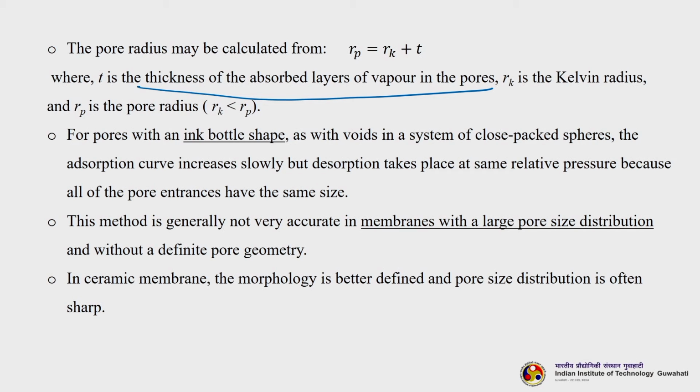So, for pores with an ink bottle shape, which is something like this, okay, right. As with voids in a system of close packed spheres, the adsorption curve increases slowly, but desorption takes place at the same relative pressure, because all of the pore entrances have the same size. Now, this method is generally not very accurate in membranes with large pore size distribution and without a definite pore geometry. In ceramic membrane, the morphology is better defined. So, we can characterize ceramic ultrafiltration membranes easily using this particular technique.